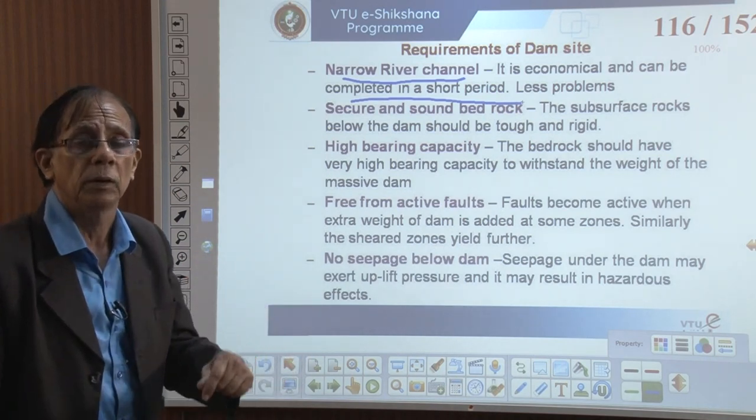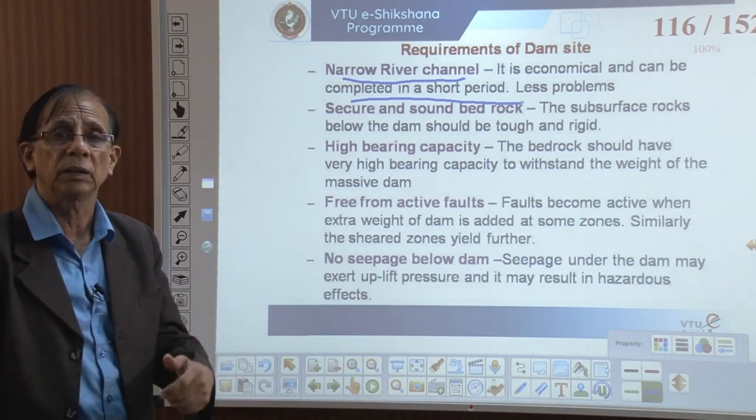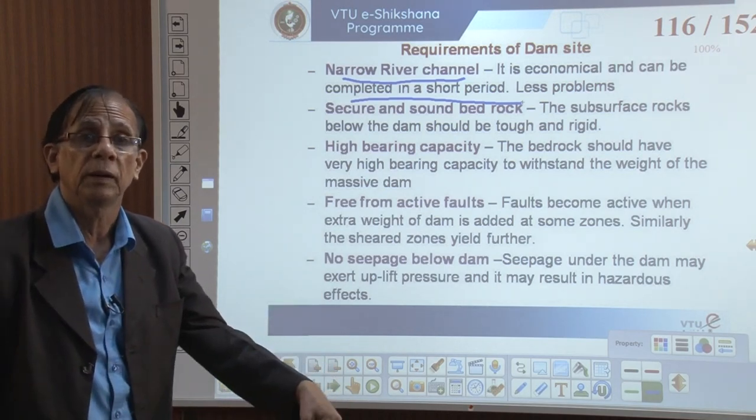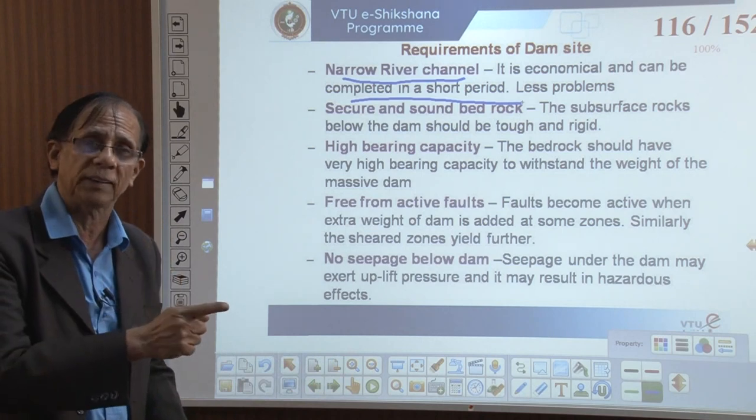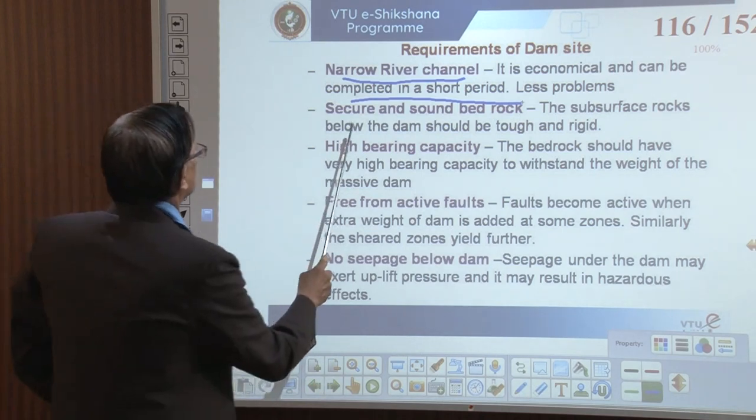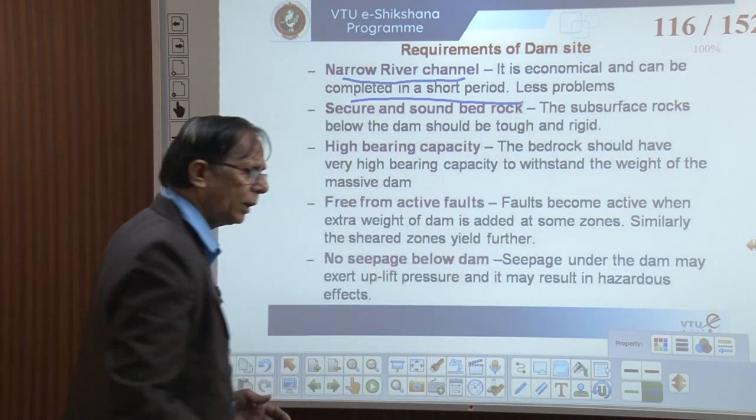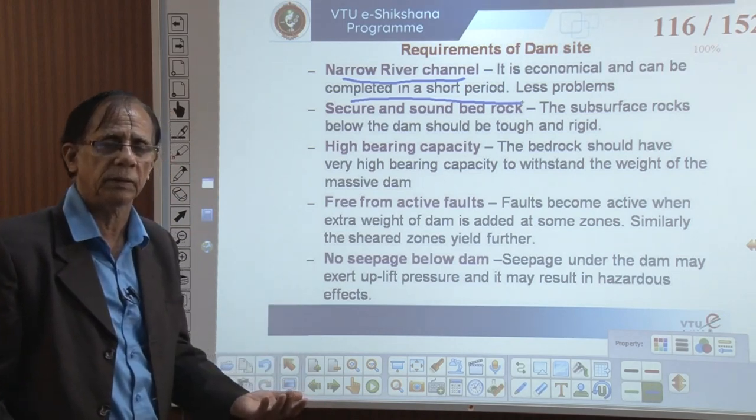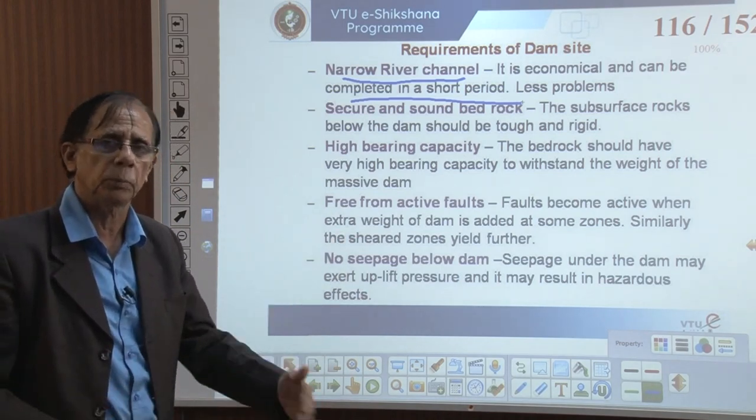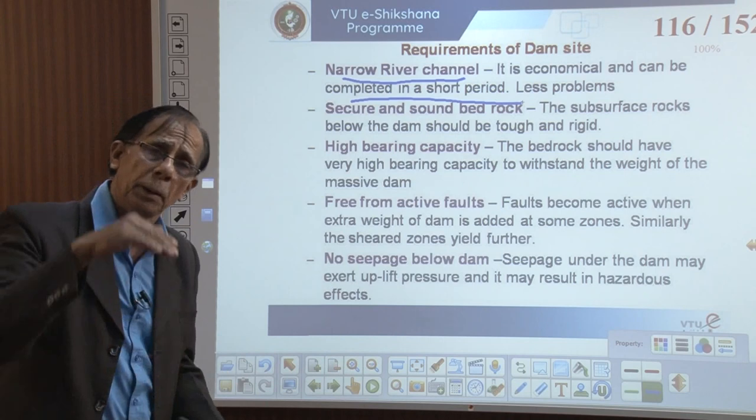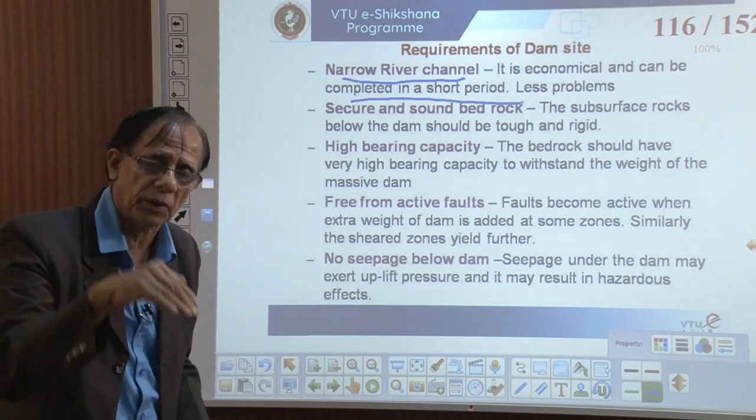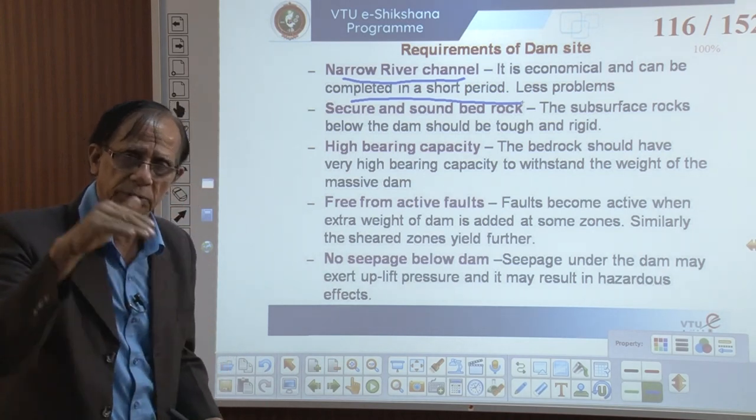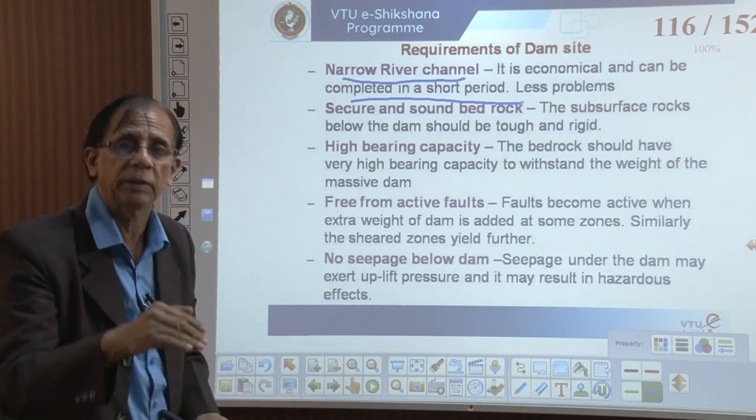But if folds, faults, unconformity are present, how is it going to affect? Then we require secure and sound bedrock for the foundation, etc. Waterproof, there should not be any percolation, etc. But there is the presence of joints or fractures, faults, unconformity, folds, etc.